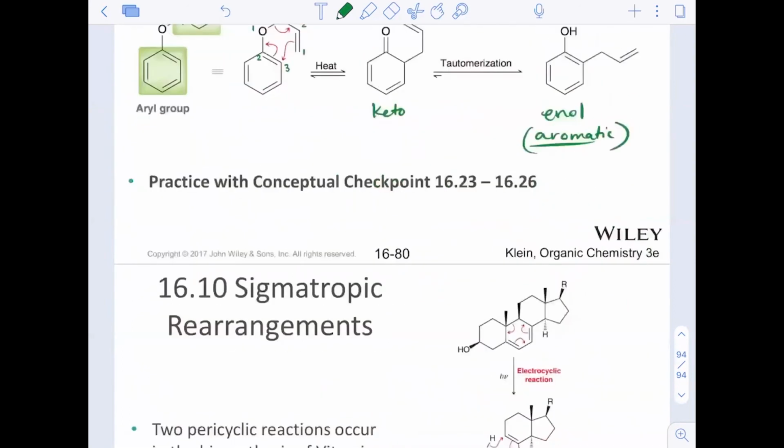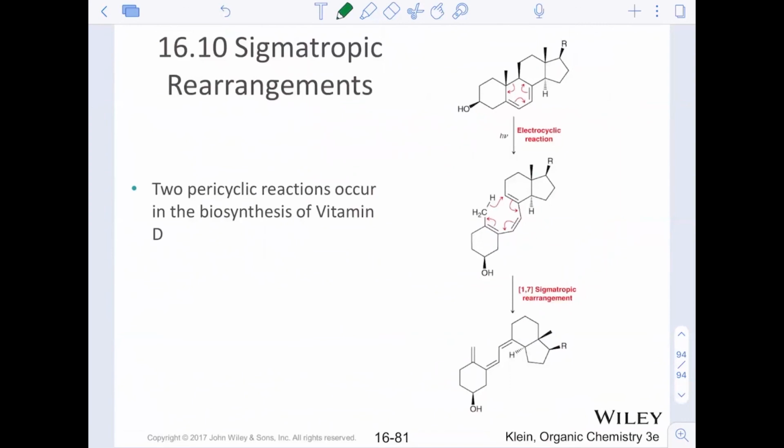All right, just to wrap up our discussion of sigmatropic rearrangements, 2 pericyclic reactions actually occur in the biosynthesis of vitamin D. You've always heard, or hopefully you've heard, of vitamin D as being the sunlight vitamin, the one that you have to go outside to get. It's not because the sunlight has vitamin D in it, it's because vitamin D is synthesized by our bodies in the top dermal layer of our skin, right? So how they are reacted is with light, and the best light to do that is sunlight because it's free.